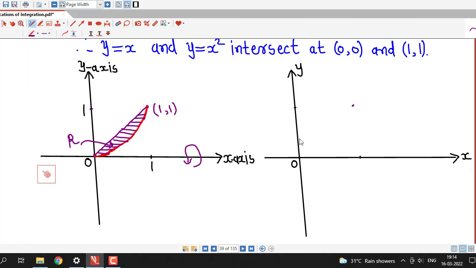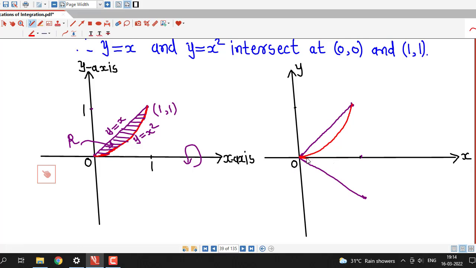For that, first we consider the mirror image of this line. This is the line y equal to x. This point is (1, 1). So the mirror image will be below the x-axis and it may look like this. This is the mirror image of the line y equal to x about the x-axis. This is the curve y equal to x square, and now we consider y equal to x square and its mirror image about the x-axis. Its mirror image may look like this.